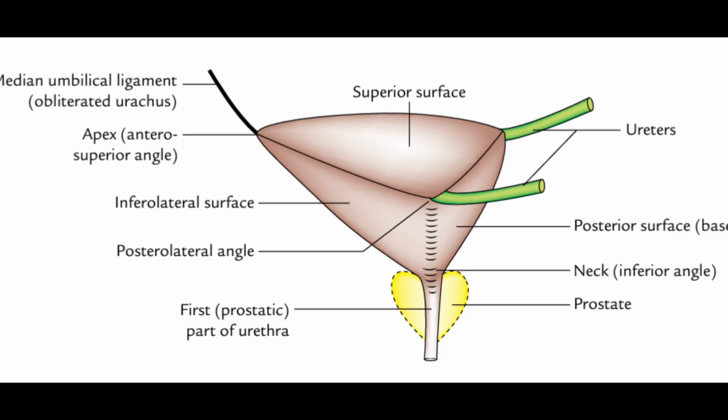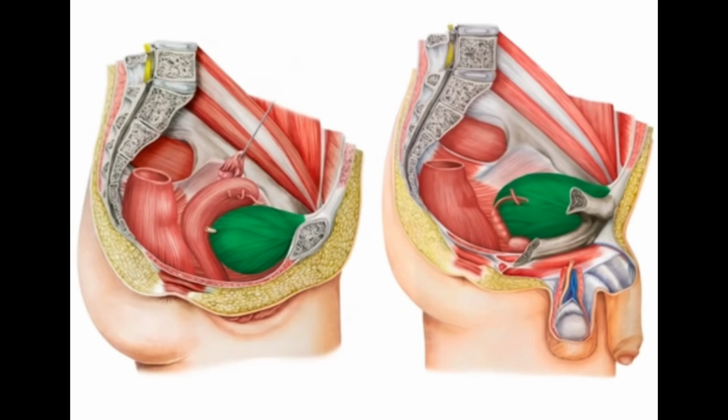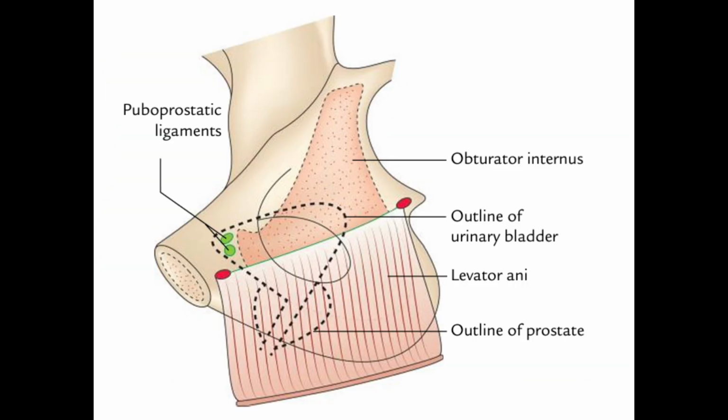The empty bladder is shaped like a three-sided pyramid. It has the apex, the base, the superior surface, and two infralateral surfaces. The apex of the bladder is directed towards the top of the pubic symphysis. And the two infralateral surfaces of the bladder are cradled between the levator ani muscle and obturator internus muscle.